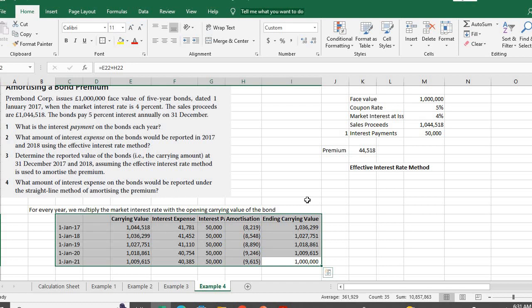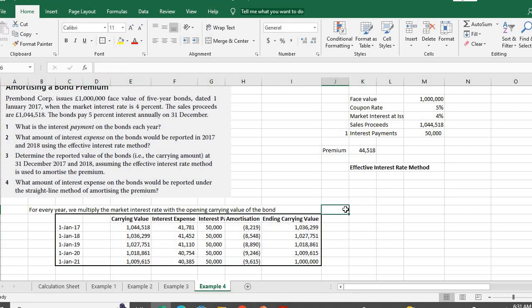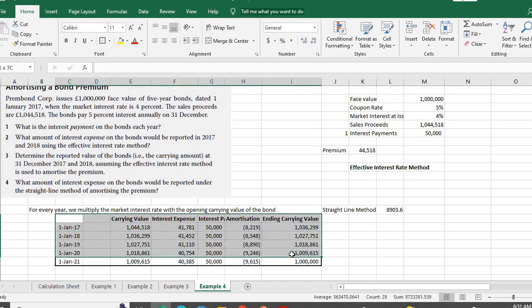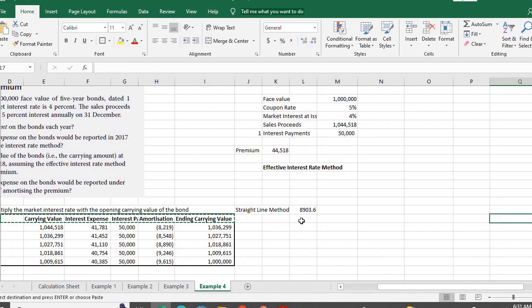Another method for amortizing these discounts and premiums is the straight line method. So what do we do under the straight line method? Just like straight line depreciation, we divide the premium over the life of the bond. So this becomes 8,903. So we are going to use the same table to see how the straight line method is going to work.